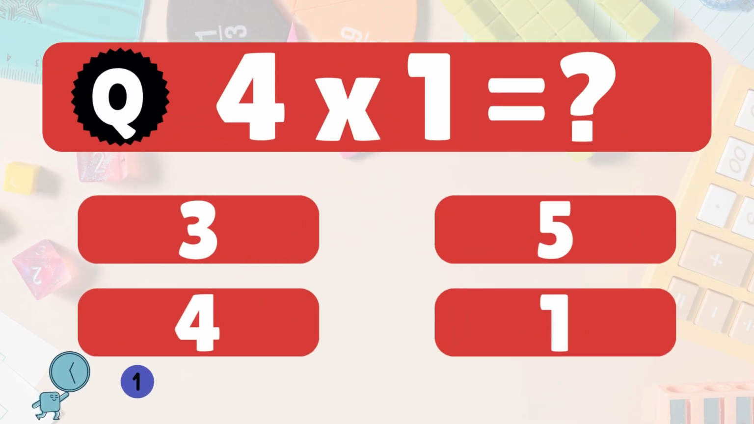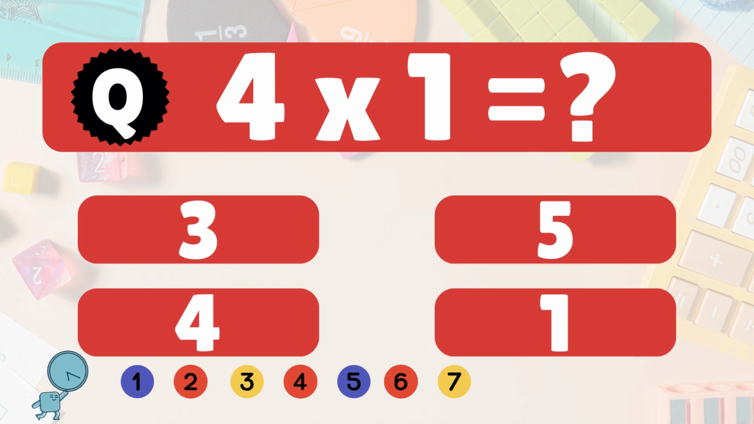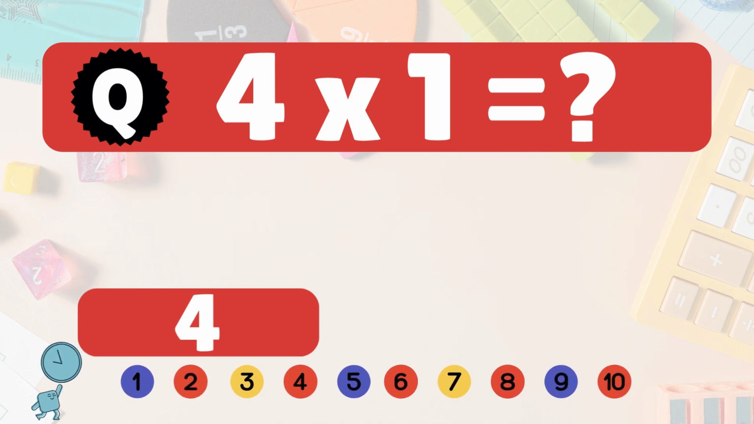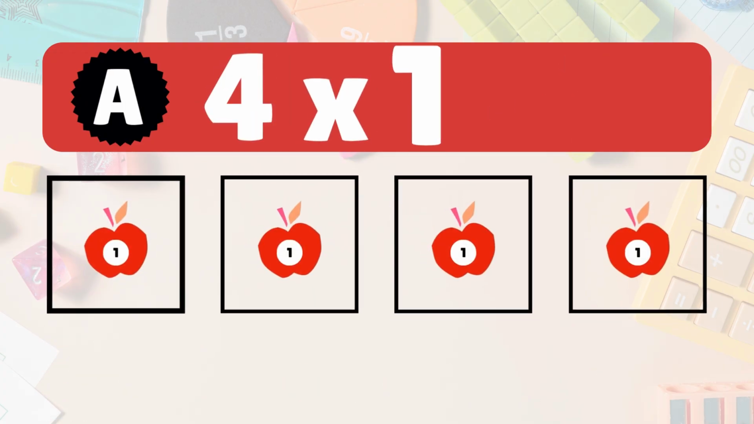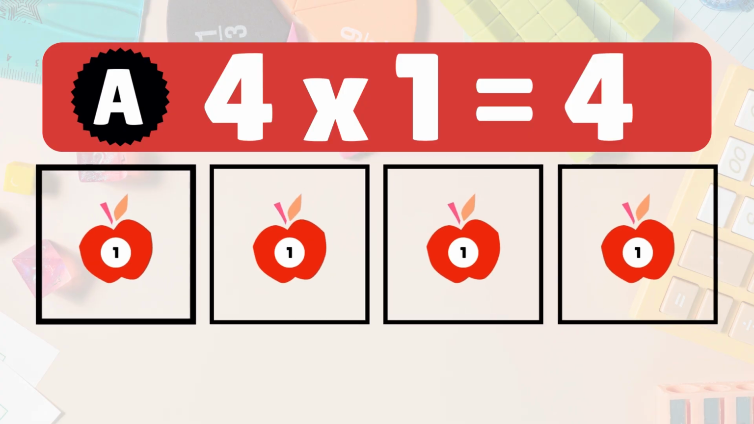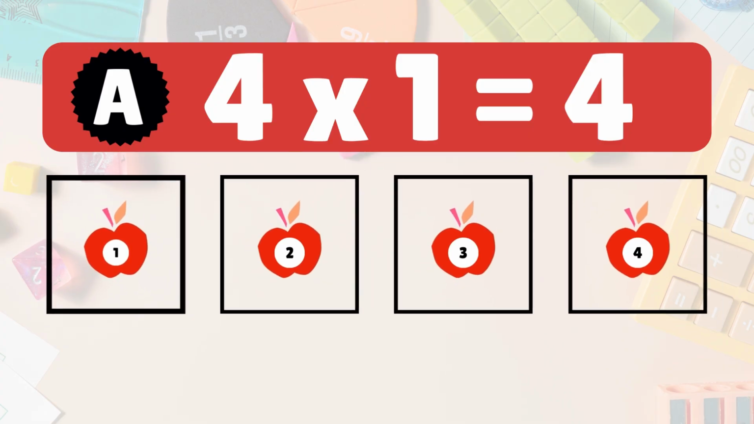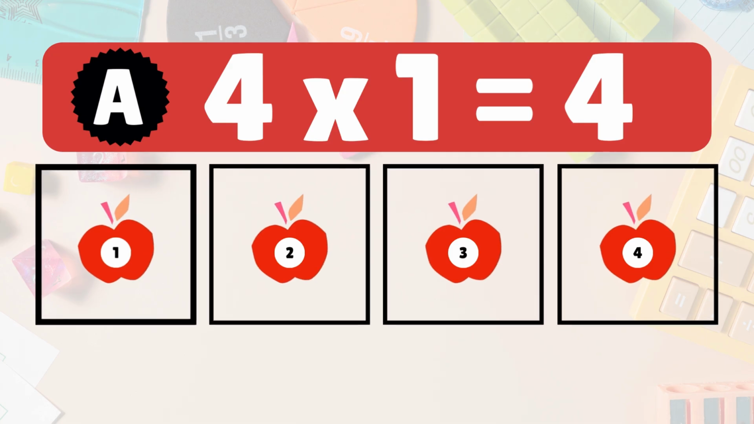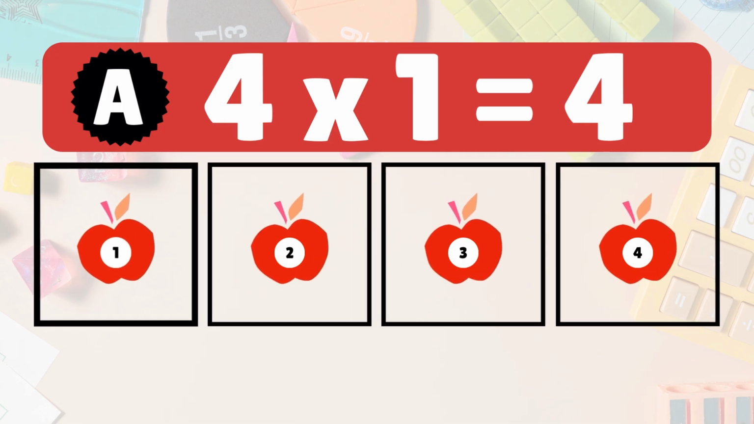Next, 4 times 1 is what? 4 times 1 is 4. Here we have 4 groups of 1 apple each. 1, 2, 3, 4. So, 4 times 1 is 4 apples.